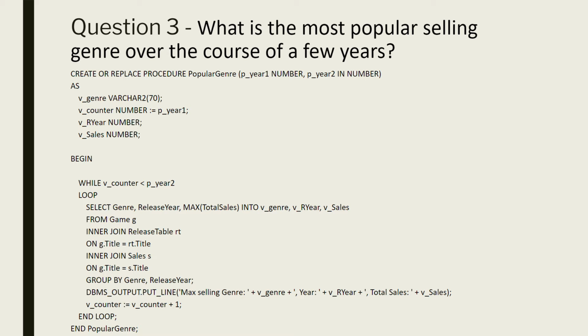For example, using the years 2004 to 2006, simulation was the most popular selling game genre in 2004, racing was the most popular selling in 2005, probably due to Mario Kart being released, and action RPG was the most popular selling in 2006.